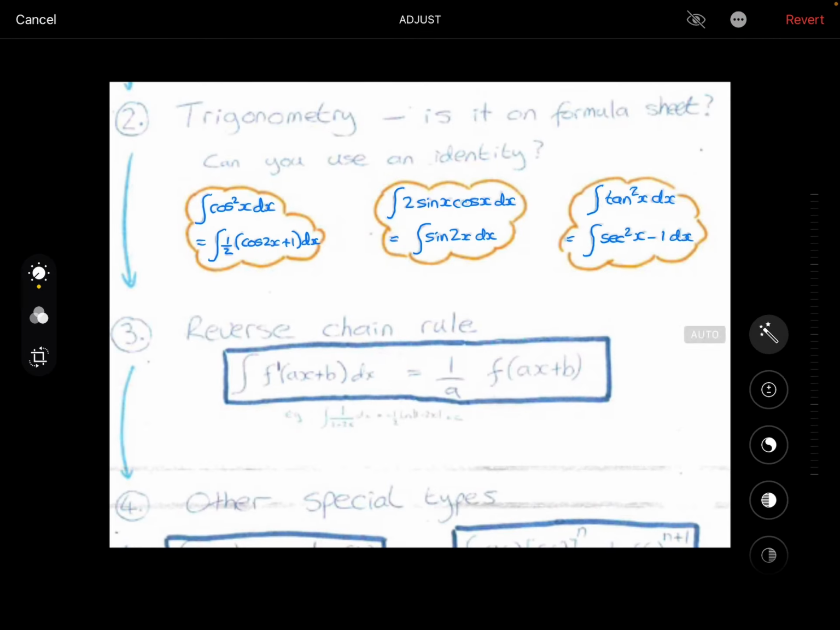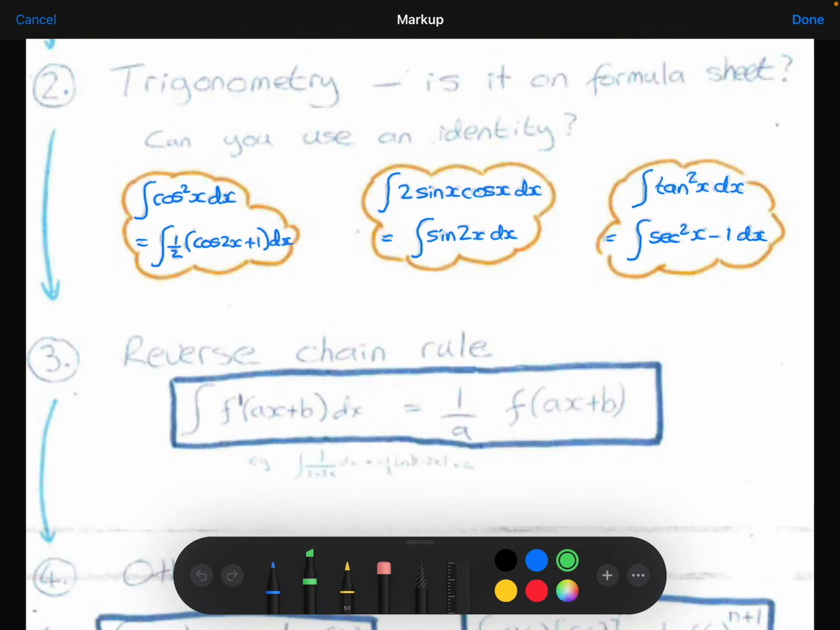Next thing to think about, specifically if you have trigonometry, can you use an identity to rewrite the integral in a simpler form? For example, we know that we can rewrite cos squared with the cos double angle formula. So just rearranging the cos double angle formula gives that cos squared is equal to a half (cos 2x plus 1). And then each of those terms, the cos 2x and the 1, can be integrated separately really easily. You can do a similar technique for integrating sine squared as well.